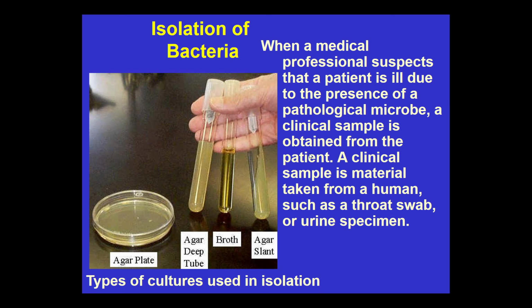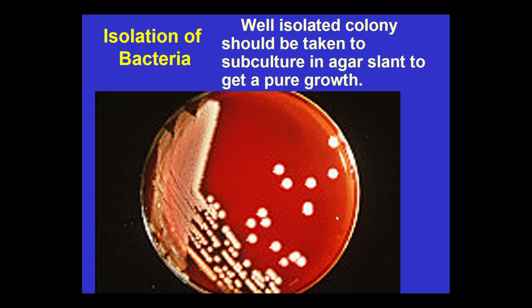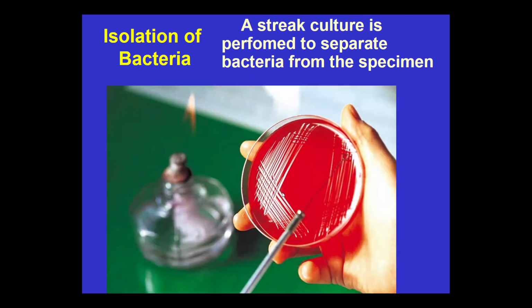But initially, of course, a clinical sample of material is taken from a human, such as a throat swab or urine specimen or blood, whatever. And usually the specimen taken from the patient is placed on the petri dish to separate all bacteria in the specimen, to see them separately. And then after this, we usually put the plate into the incubator for an overnight incubation.